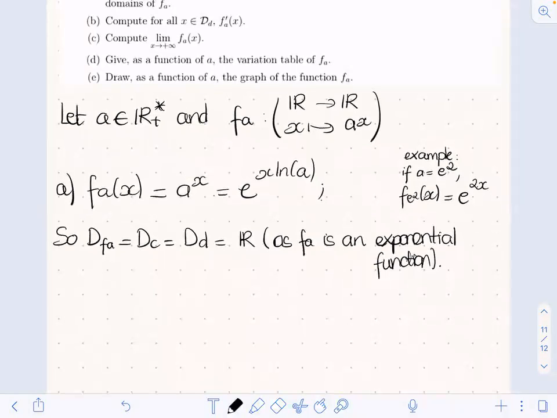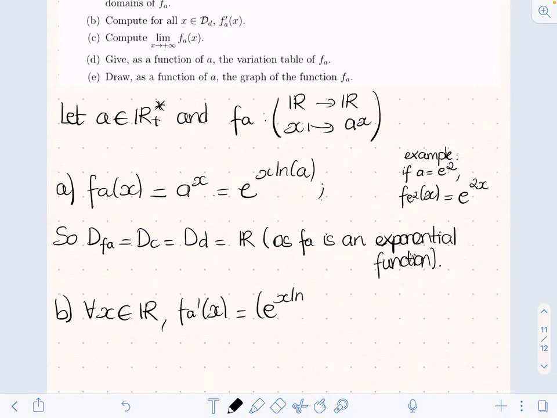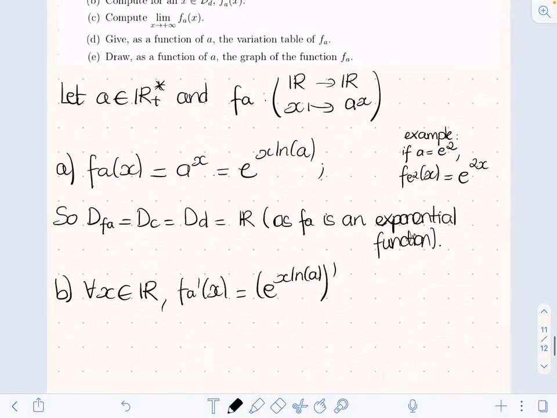Now, the second question asks us to compute the derivative of fa of x. So we're going to compute the derivative on the differentiability domain, which is R. And we want the derivative fa prime of x, which is the derivative of exponential x logarithm of a. So what is this derivative equal to?